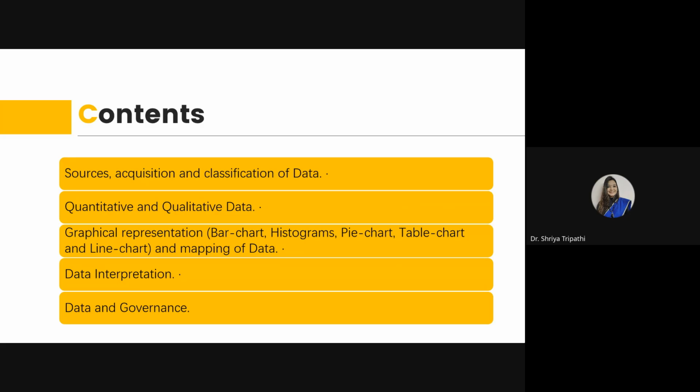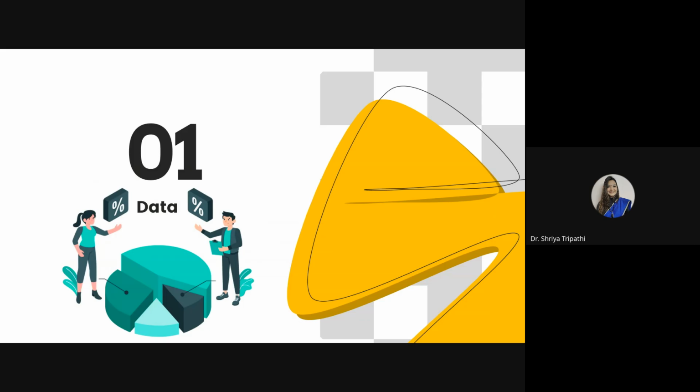Then we have the graphical representation. If you take the previous year question papers, you will see bar charts, histograms, pie charts, table charts, line charts, and mixed charts also, which have a combination of bar chart and pie chart coming together. We'll see examples for it, and then data interpretation and data and governance.